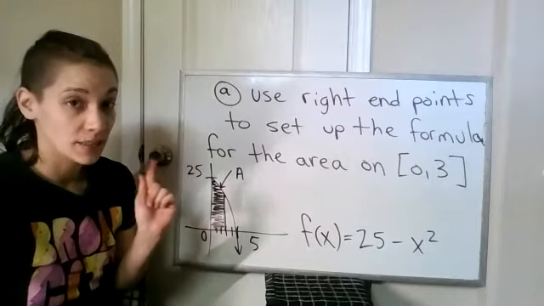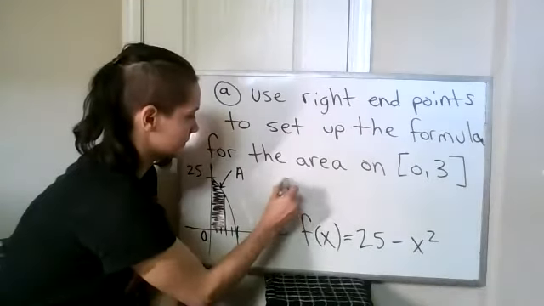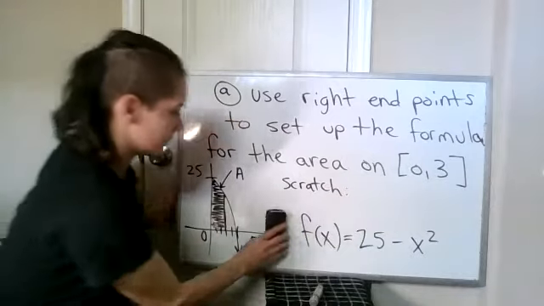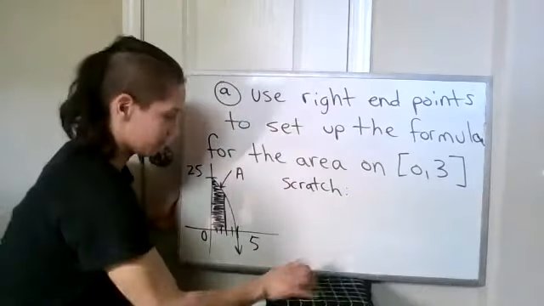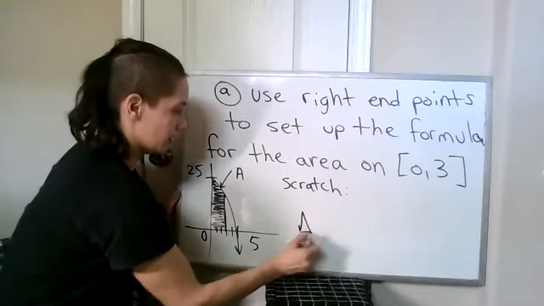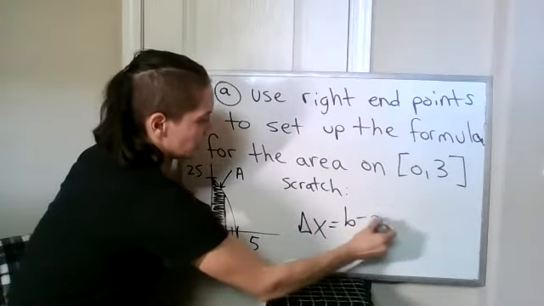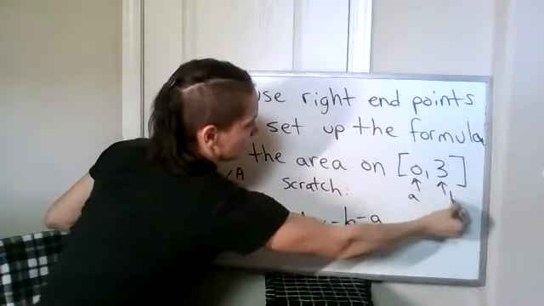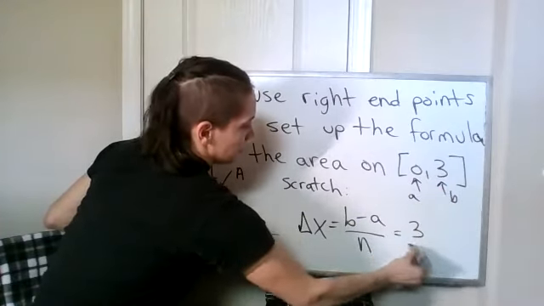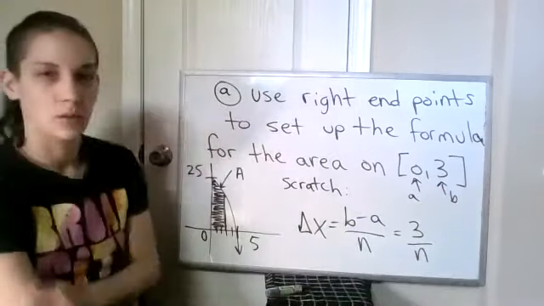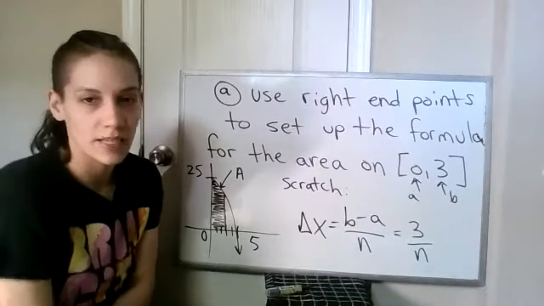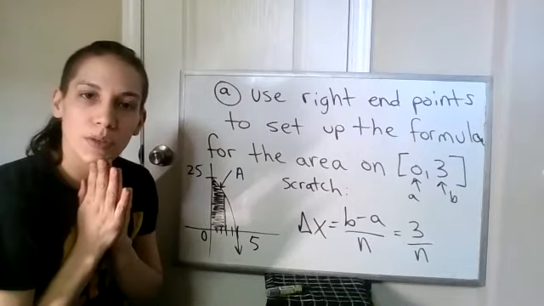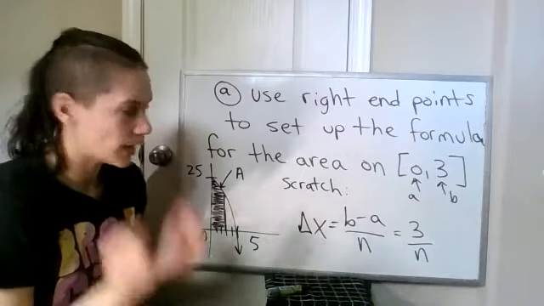Let's find delta x. Delta x is b subtract a divided by n. This is my a. Okay, 3 minus 0 over n, and just leave it as 3 over n. Next, we're going to talk about the right-hand endpoints.